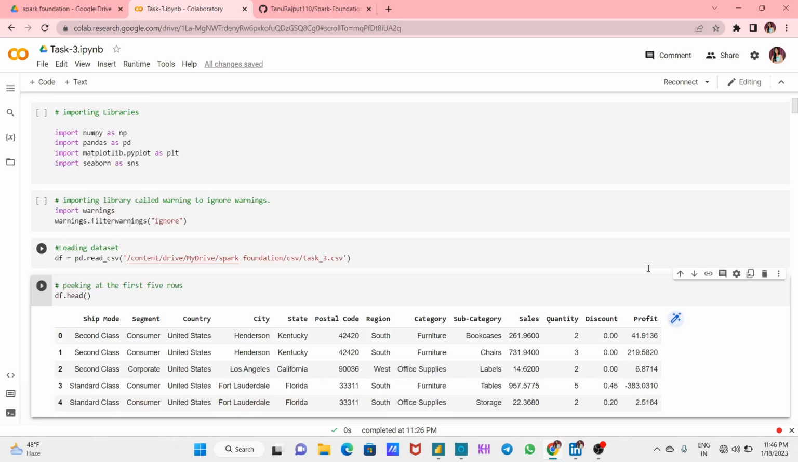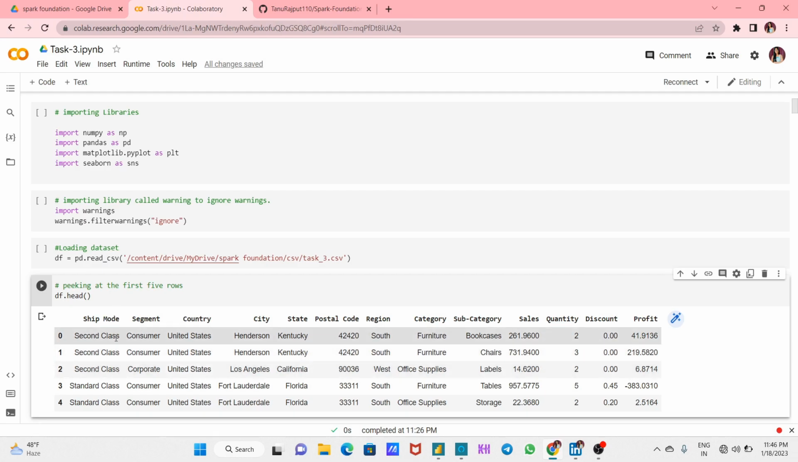So now it's time to load the data. Here I have loaded the data by using the pandas library, pd.read_csv, as I have the data in CSV format. And then let's peek at the first five rows. Here are the first five rows and all the columns.